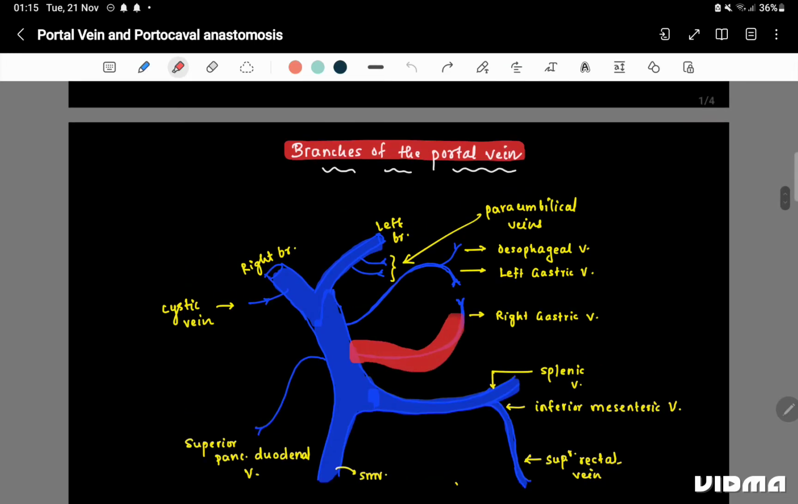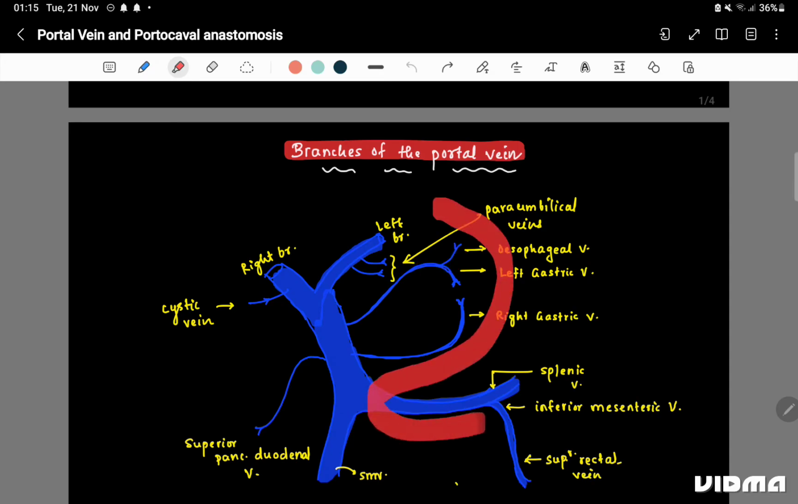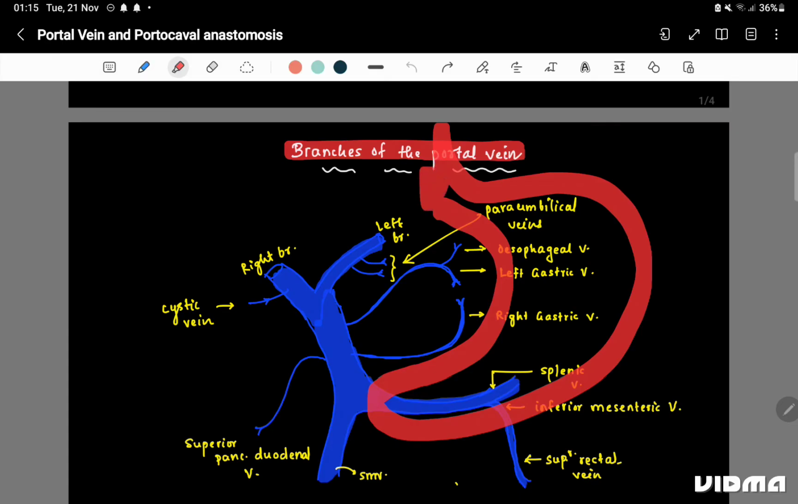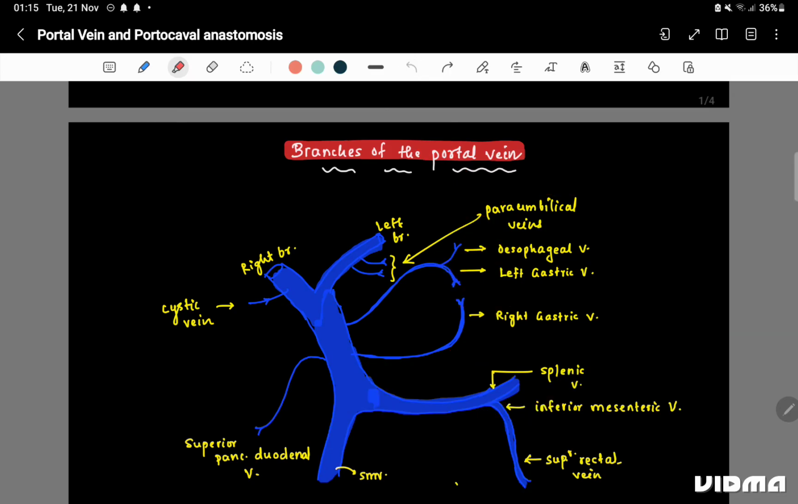So portal vein, the first branch is the right gastric vein and your left gastric vein, the esophageal vein. Just imagine your stomach like this. Okay, so you have the left gastric vein here, right gastric vein here, esophageal branches here. Can you just correlate with the arterial supply?